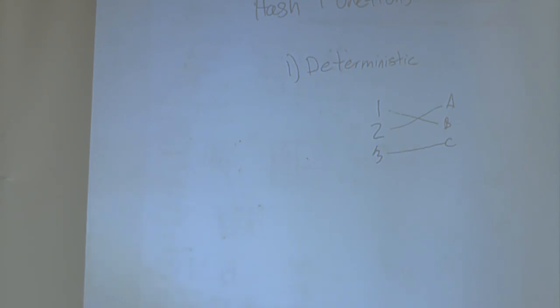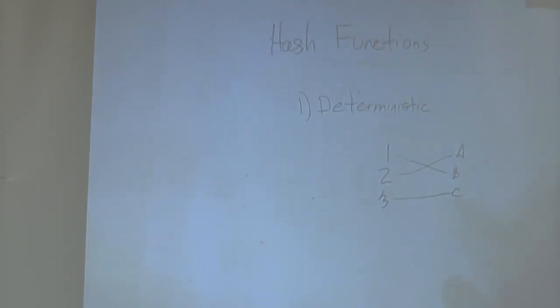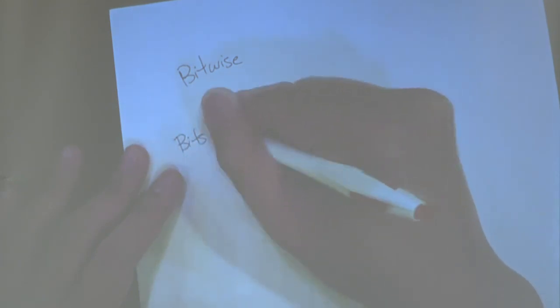So that's what I have for hash tables. I guess the next thing to do is let's go to bitwise operations. I haven't talked about shifting at all. So, bitwise operations and bit shifting.